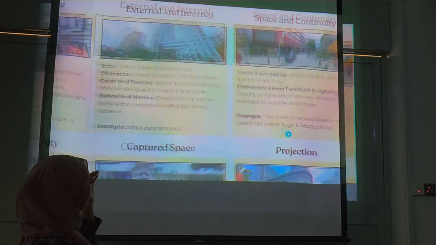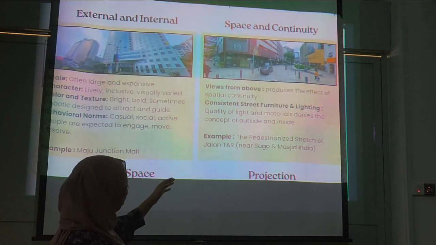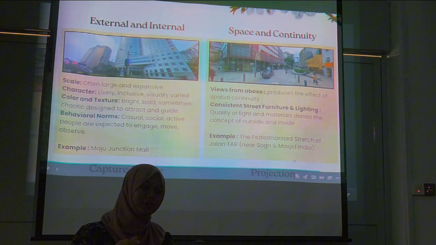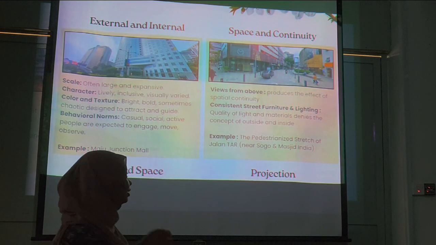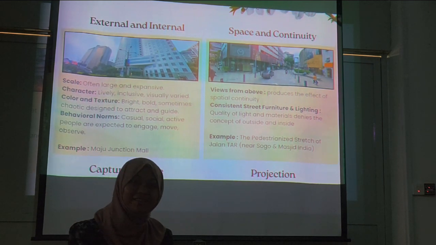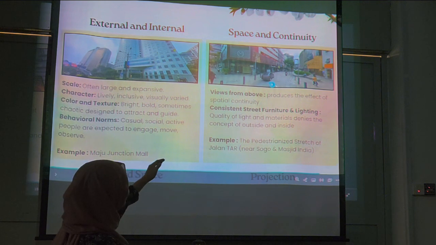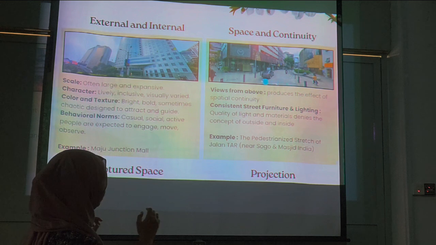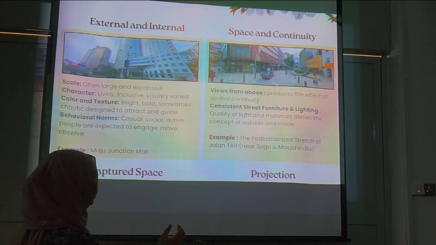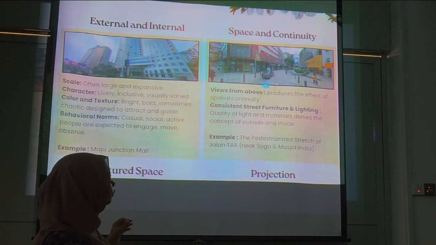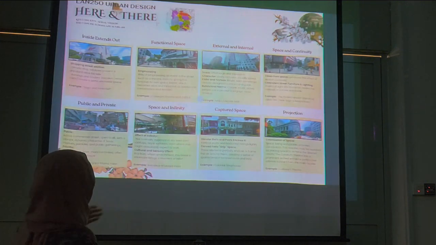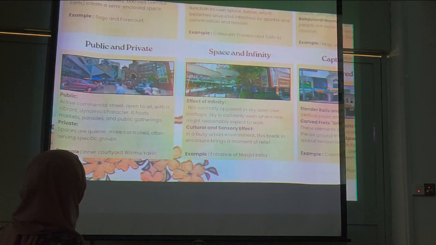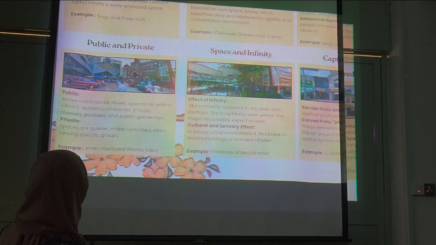And then you have space and continuity. So this one is actually kind of important because if we have seen a place where people and vehicles can use there, so that is what we call space and continuity. So this one is very important because the quality of light and materials denies the concept of outside and inside. But this shape actually shows how it can give a continuity. And then we have public and private. So people know about it, which is public is usually active, while private usually are quieter.